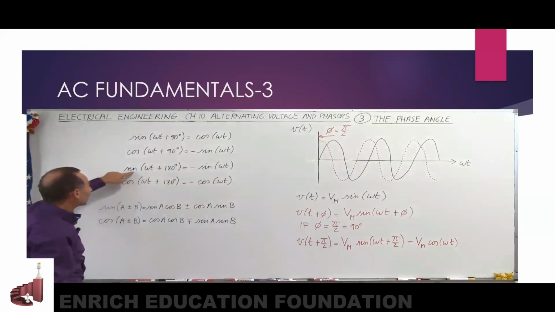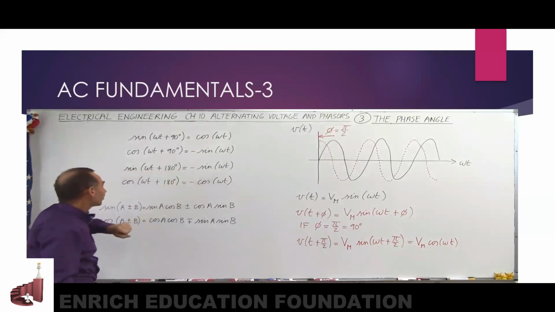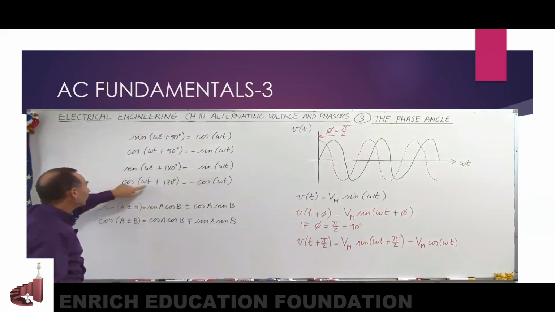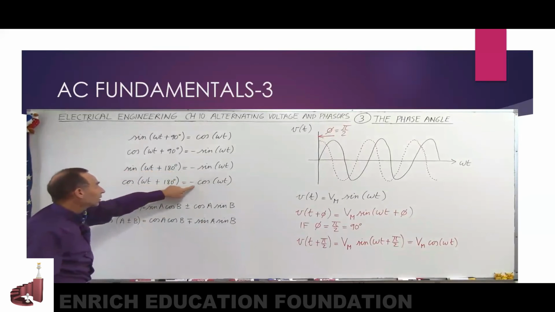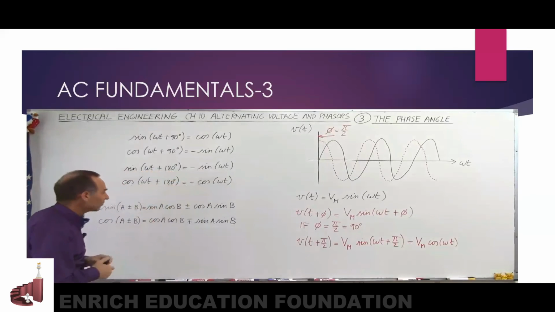Also notice that if we have a sine function with 180 degrees, pi, that gives us the negative sine function. And if we do a cosine function with a phase angle of 180 degrees, that gives us the negative cosine function. It simply flips the function over graphically.